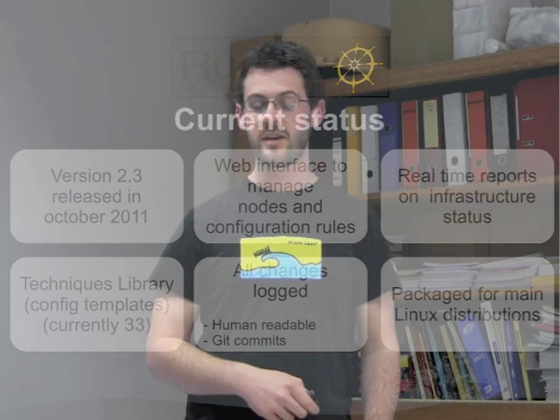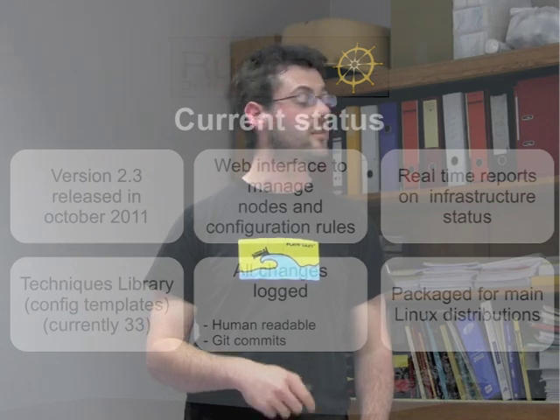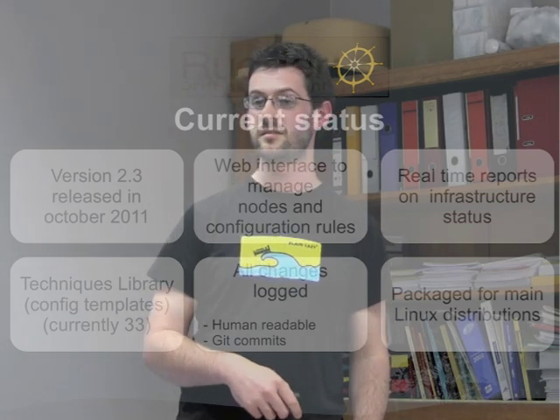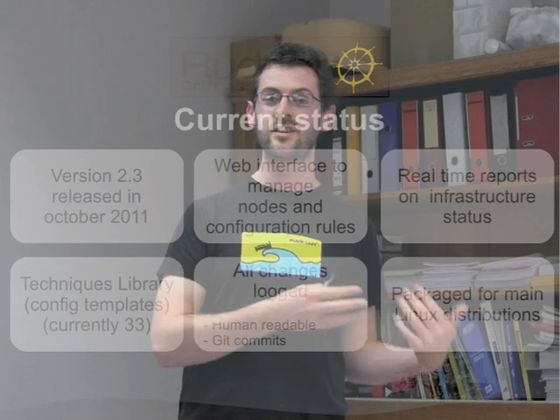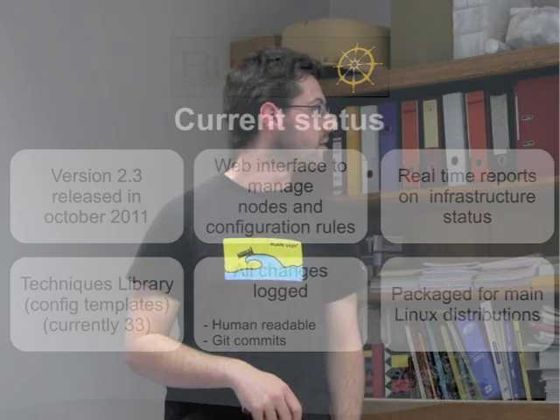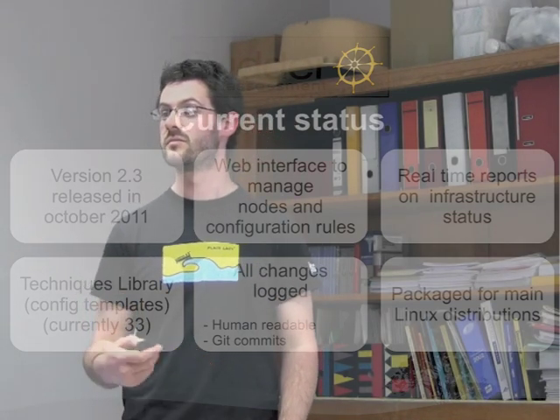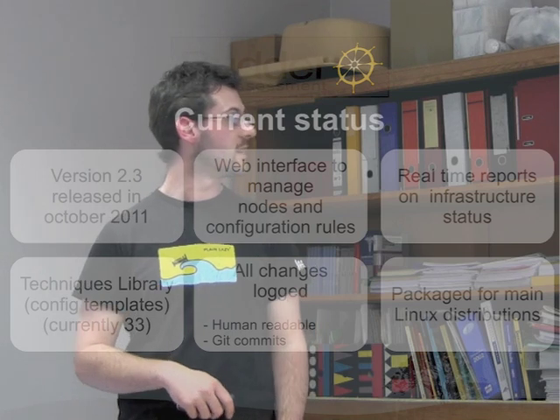So we have the web interface to manage the nodes and the configuration and the rules. We have the real-time reports on infrastructure status. As you pointed out, the history of the reports is not so easy to access. We have currently 33 techniques, so templates of configuration available.